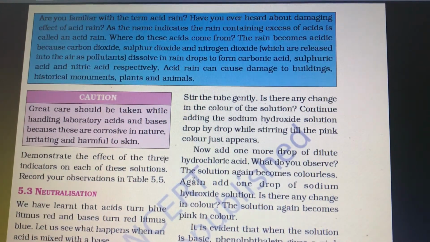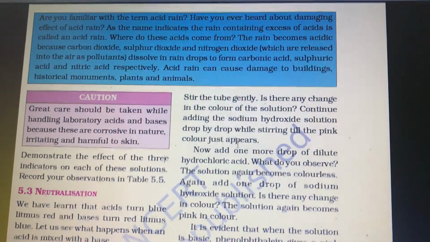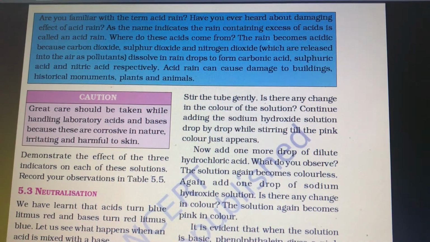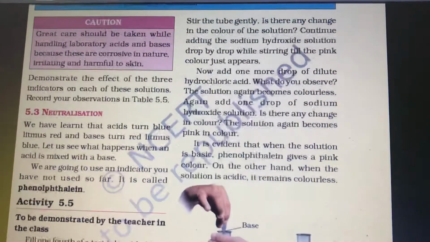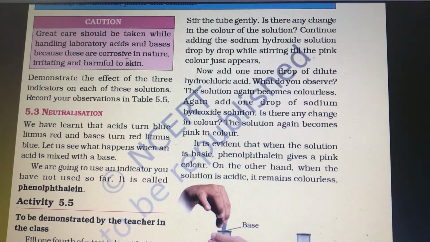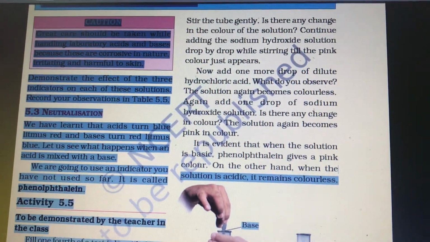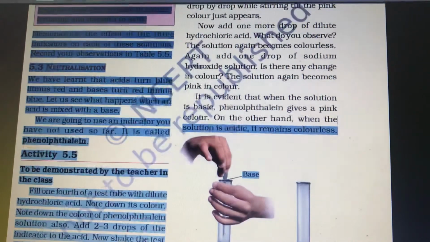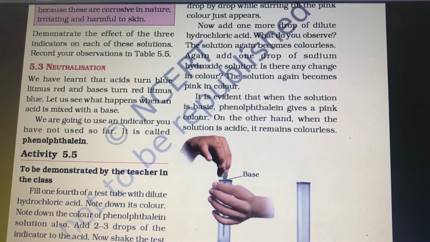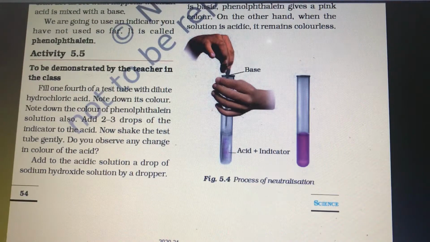Then is the caution. Again it is given that in the chemistry lab you should be very careful while handling the chemicals because they are highly corrosive in nature. Corrosive in nature means they can even burn your skin, damage your skin. Next topic is our neutralization reaction. Neutralization reaction is the reaction in which an acid and base are mixed and they form salt and water.